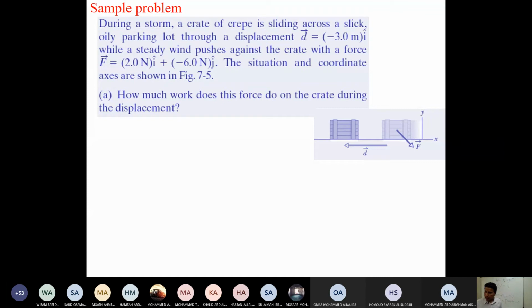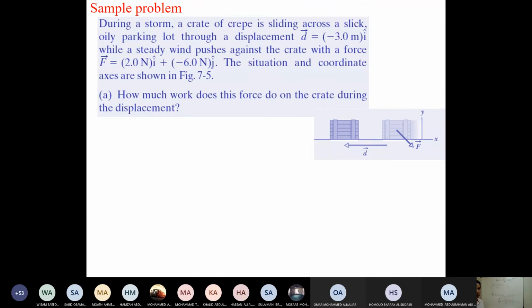There is another problem related to that. This is strictly about negative work. Let's try to understand how negative work is done. In this one, during a storm, a crate of crepe is sliding across a slick, oily parking lot through a displacement d of minus 3 i, while a steady wind pushes against the crate with a force which is also given in unit vector notation. The situation and coordinate axes are shown in this problem figure. How much work does this force do on the crate during the displacement?